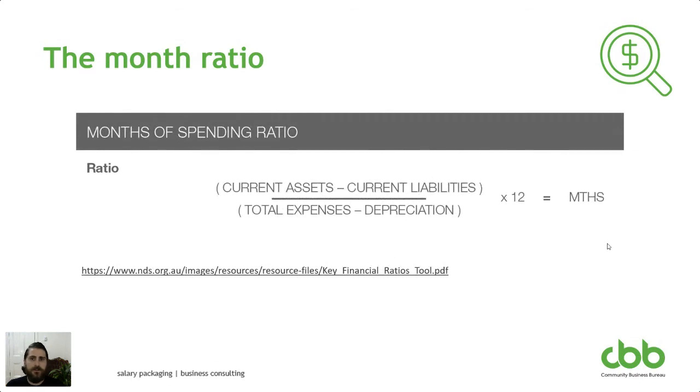So how do we calculate the month ratio? Again, it's current assets less our current liabilities divided by total expenses less the non-cash item of depreciation. And again, just to reiterate, we'll be looking at usually a 1 year period. So current assets and current liabilities, as you'll recall, are always as at. However, for total expenses less depreciation, we'd be looking at a 12-month period for those numbers. Multiply that number by 12 and that will give you the number of months.